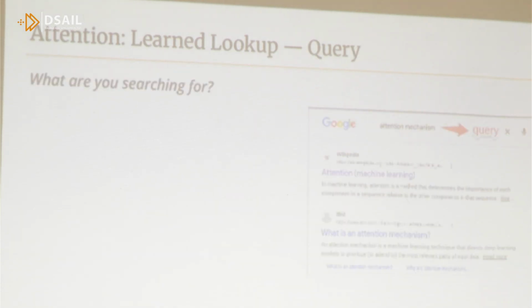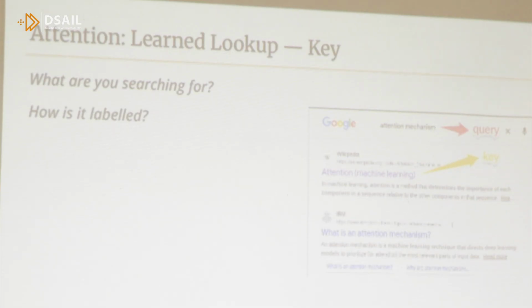Now, what are these parts? What are you searching for? That's your query. So, for example, here I was searching for attention mechanism. So I have a query I want to learn. I'll put that in the search bar and tell Google, hey, tell me about what? Attention mechanism. Now, when I press enter, I get results.